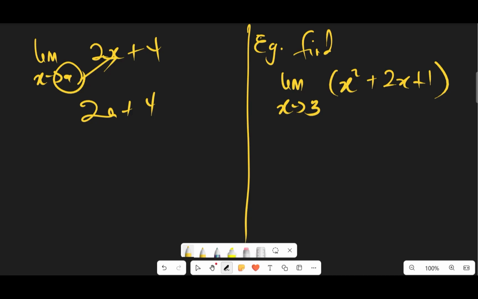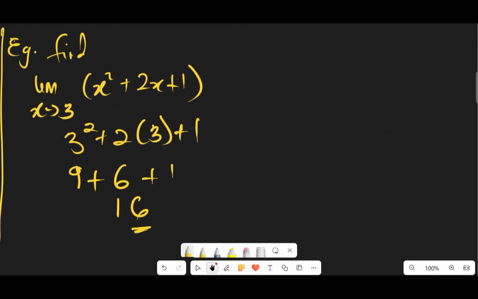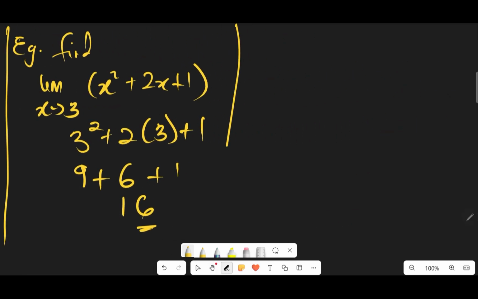So we are going to get 3 squared plus 2 bracket 3 plus 1. Now 3 squared gives me 9 plus 6 plus 1. And the answer is going to give us 16. The answer is going to give us 16. And this is the value as x approaches 3. Is that okay?